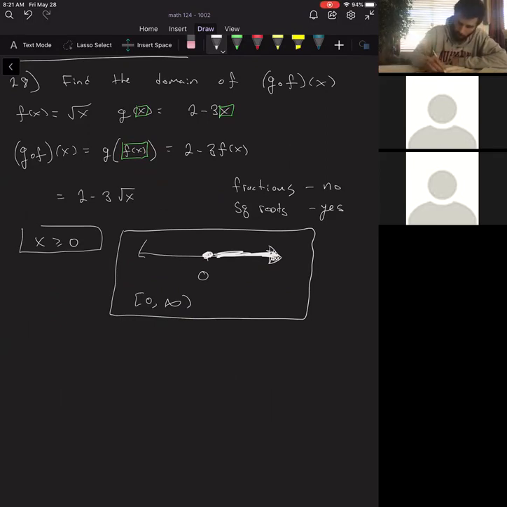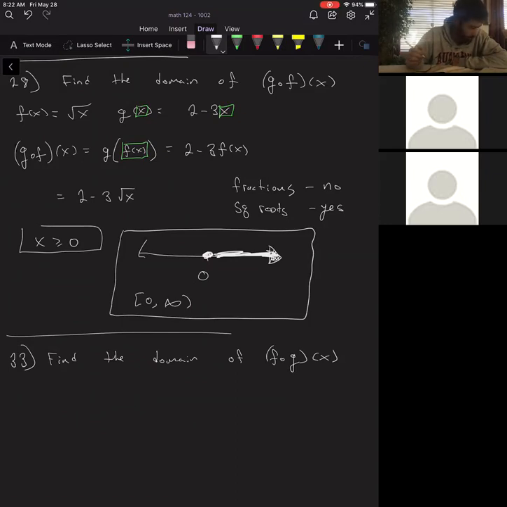Let's do 33. So let's do f of g. Find the domain of f of g of x. In this problem f of x is equal to x squared plus 2, and g of x is equal to square root of 3 minus x.